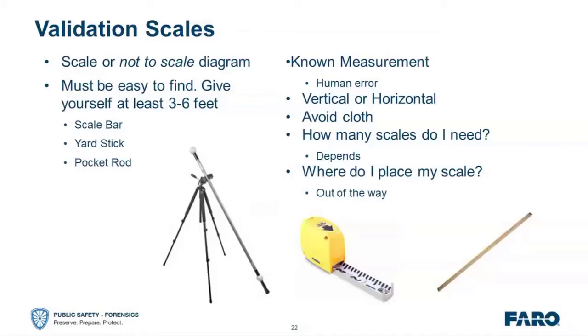Now, the bigger the scene, the more scale bars you may need, or the more validation scales you may need. For example, if you have a colonial home, you may need to have one on the first floor and the second floor, or you may need to have one inside and outside if you're also scanning outside where something additionally took place. If you have a huge outdoor scene, you may find that you need more than one. My recommendation would not be to move the scale around, but if you're using something like a yardstick or a pocket rod, would be to have multiple, 2 or 3. If you're using the scale bar and you choose to move it around in your scene, just make sure that you wipe the legs when you move them.